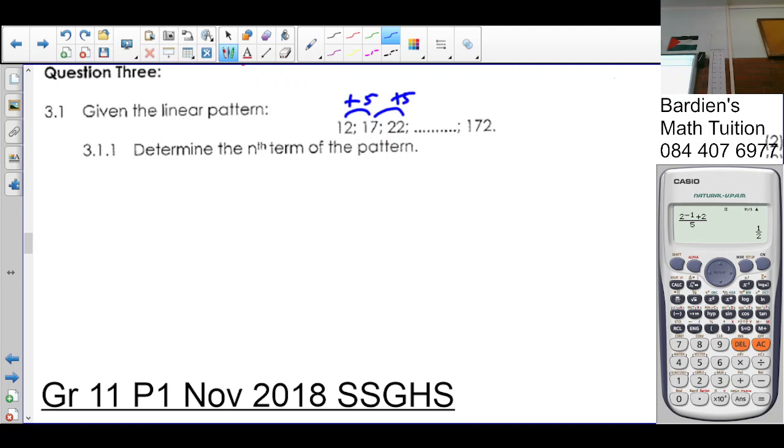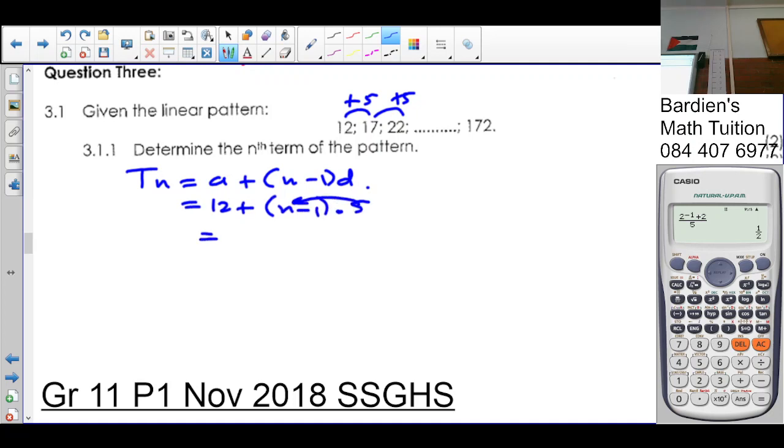So since it's linear, it's going to follow a pattern Tn is equal to a plus (n minus 1)d. Okay, which then gives us your a value is 12 plus (n minus 1) times 5, which is 5n. 12 minus 5 is 7. So Tn is equal to 5n plus 7.